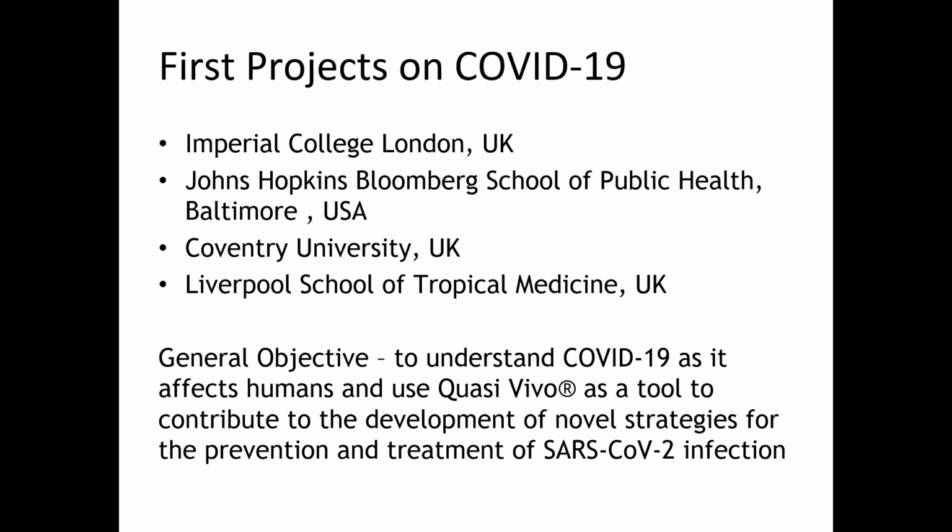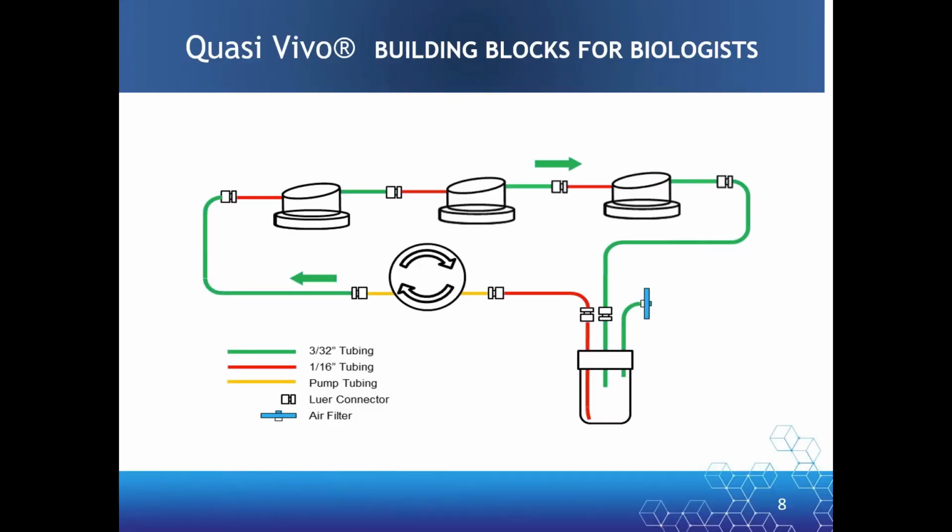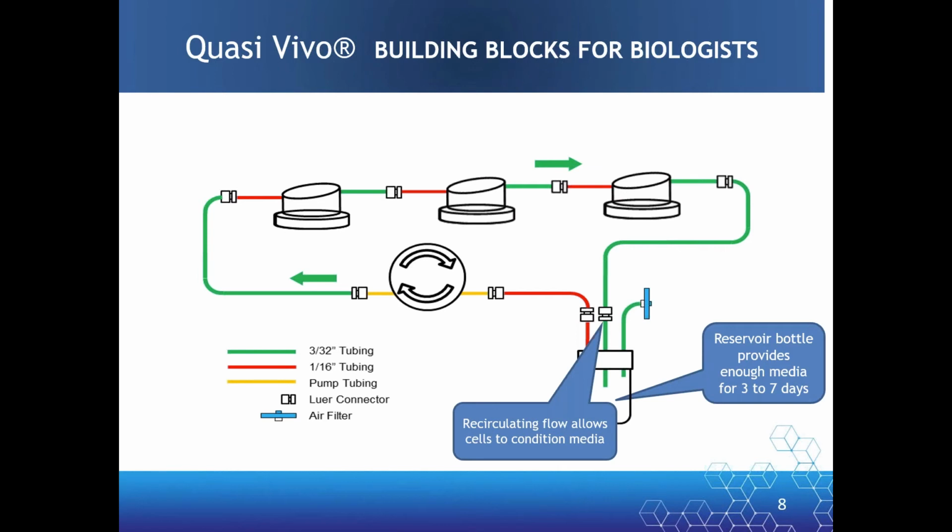And so what I'm going to just mention is why these particular groups have selected the Quasi Vivo as a tool to help them do that. So for those of you who are not familiar with Quasi Vivo, it's a very simple cell culture technology, modular. It's a little bit like Lego kit for cell biologists. You have various building blocks. You have a reservoir bottle in which you keep your media, and there'll be sufficient media in there to run an experiment for maybe 3 to 7 days.